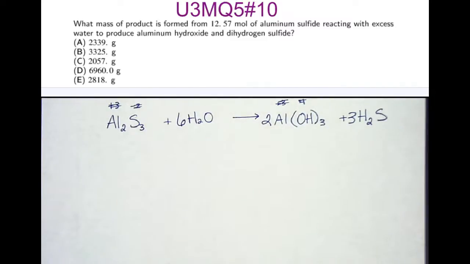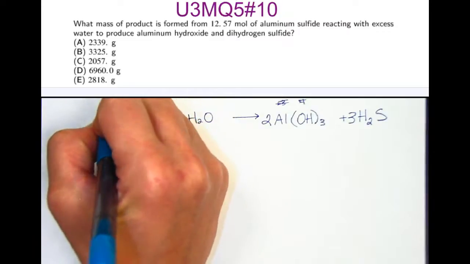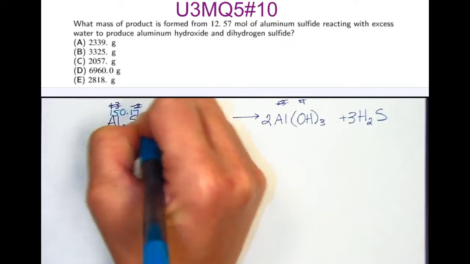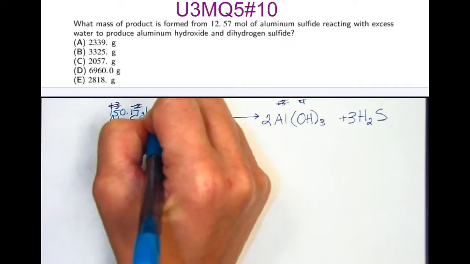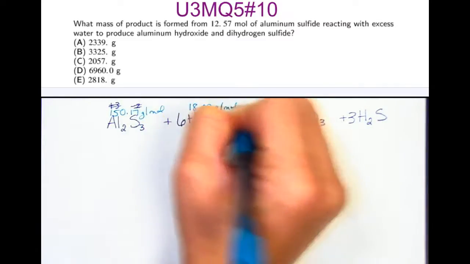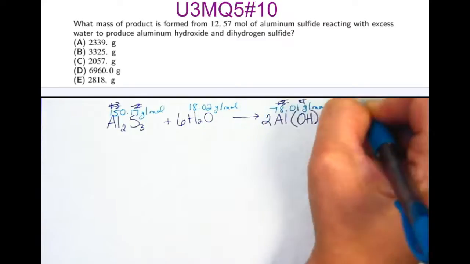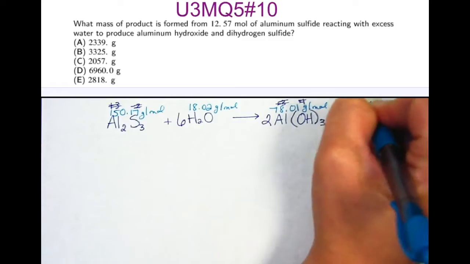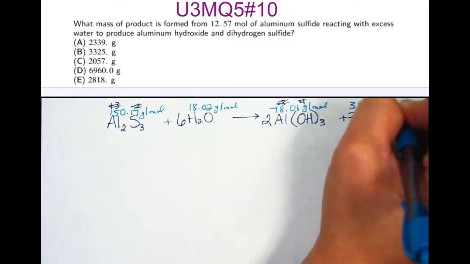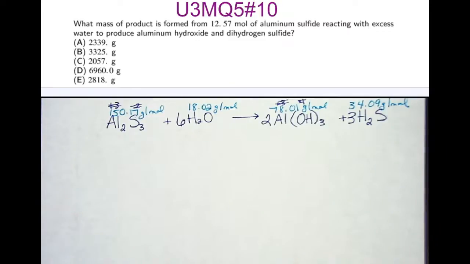Okay, so we're also going to go ahead and write the molar masses of each of these respectively above them. This is 150.17 grams per mole. This is 18.02. This is 78.01. And this one is 34.09. And I went and added those up off of the periodic table.